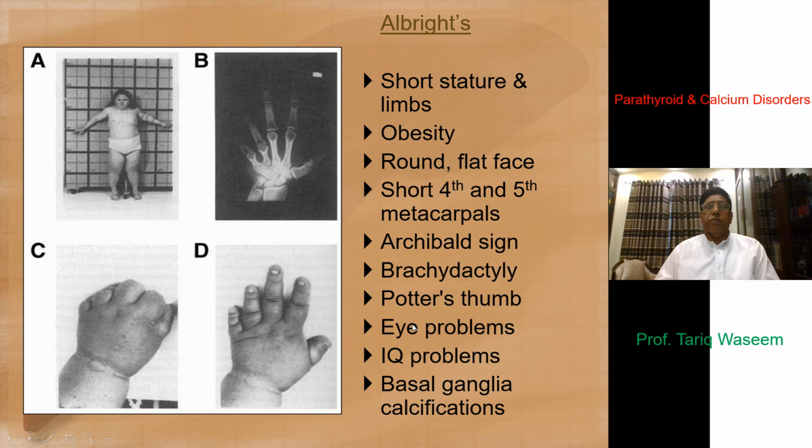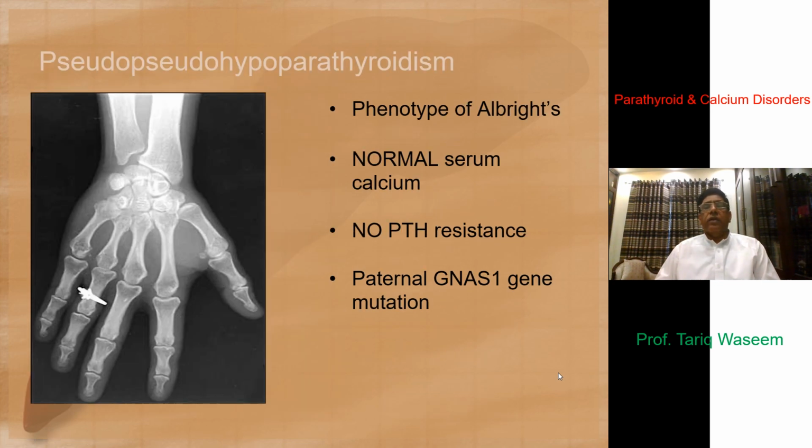They may have some problem with the eyes in the form of premature cataracts. They may have some mental retardation, and another feature may be that on skull X-ray they may have calcification of their basal ganglia. Pseudopseudohypoparathyroidism, as I said, is a phenotype of Albright's. There is normal serum calcium, no parathyroid resistance, and there may be some paternal GNAS gene mutation, but these individuals do have skeletal deformities as per pseudohypoparathyroidism, but they do have normal calcium and parathormone levels.